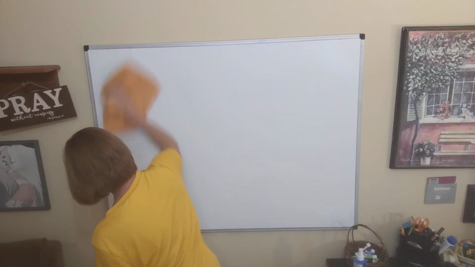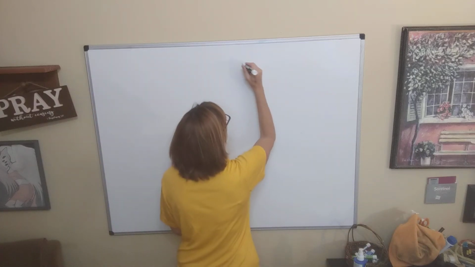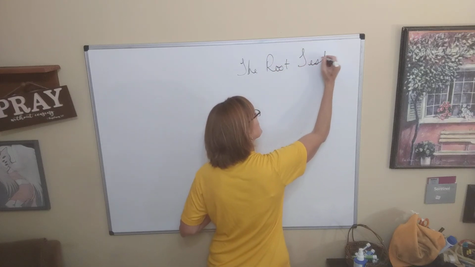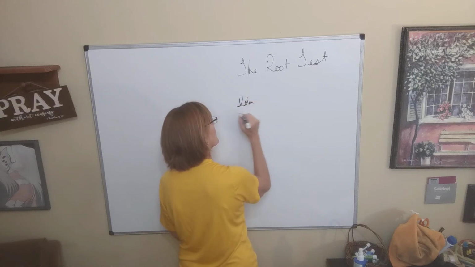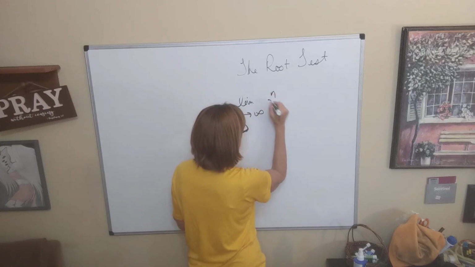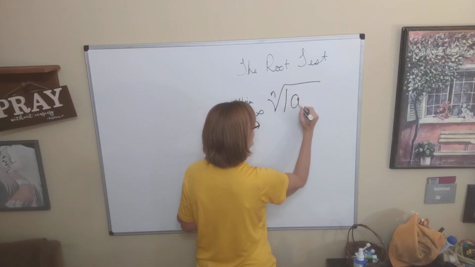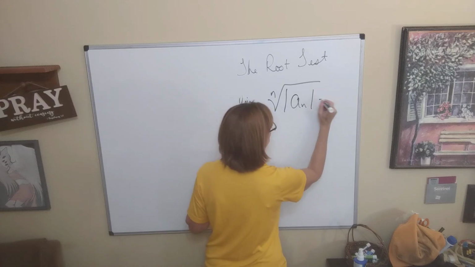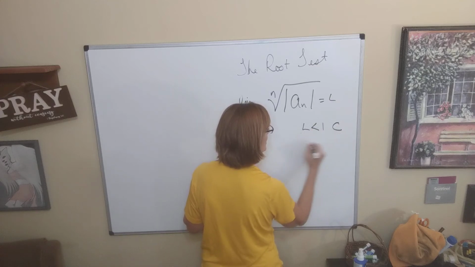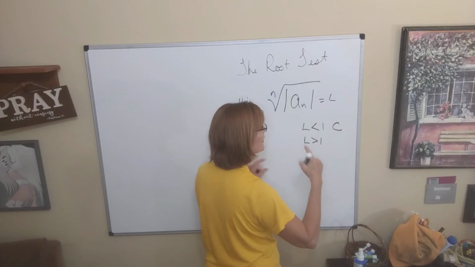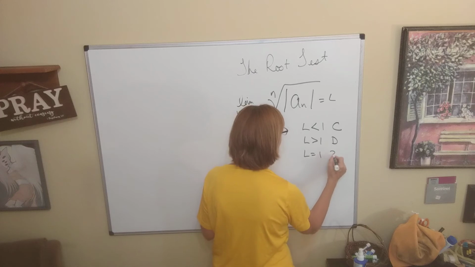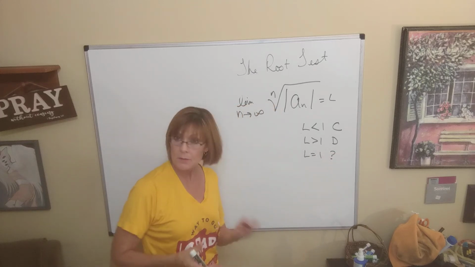All right, so if we've got the root test, basically what we're going to do is take the limit as n goes to infinity of the nth root of the absolute value of a sub n and see what happens. If we get a limit L, if L is less than 1, it converges. If the limit is greater than 1, or if it doesn't exist, like infinity, then it diverges. If L equals 1, then we can say nothing. It's inconclusive, similar to the ratio test.